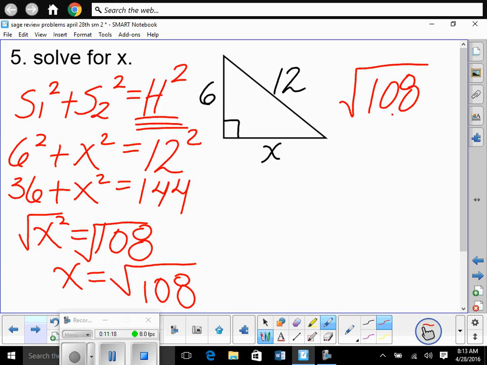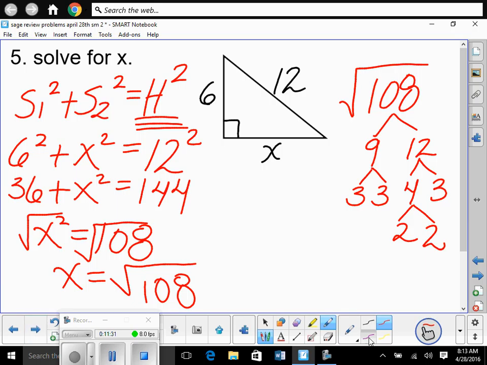Give me some factors of 108. Okay, 9 and 12. 9 breaks down into 3 and 3. 12 breaks down into 4 and 3. And 4 breaks down into 2 and 2. You're pulling out groups of 2. Don't double dip. 9's not there, 12's not there. You rewrote it. 4 is not there. You rewrote it as 2 and 2. And then 108's not there. Does everybody understand what I'm doing so that we don't double dip?